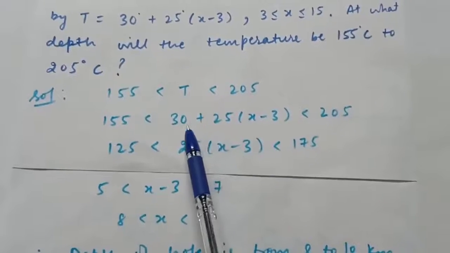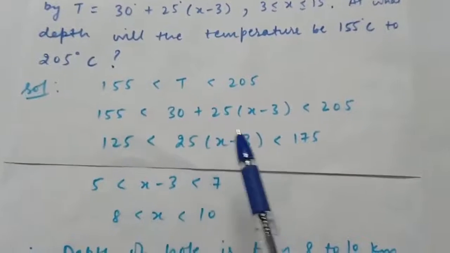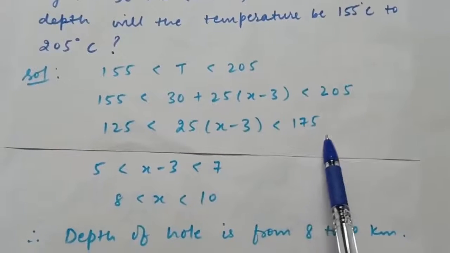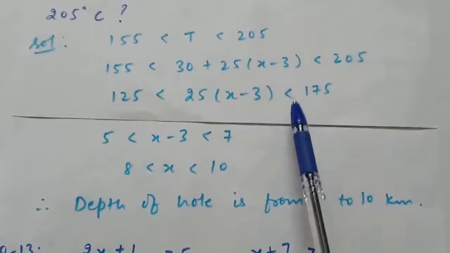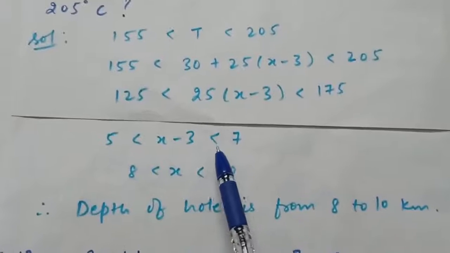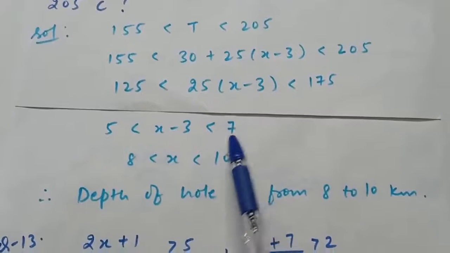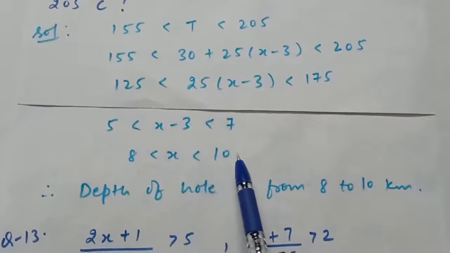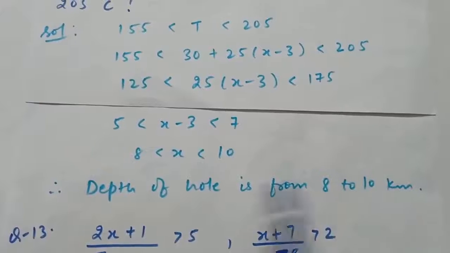So first of all, subtracting 30 on both sides, you will get 125 less than 25 into (x minus 3) less than 175, right? Now divide both sides by 25, which is a positive number, so the sign of the inequality will not change. So you will get 5 less than x minus 3 less than 7, and then x greater than 8 and less than 10. So the depth of the hole is from 8 to 10 kilometers.